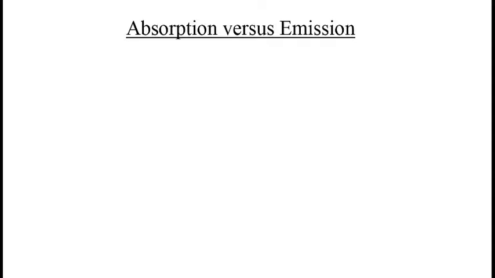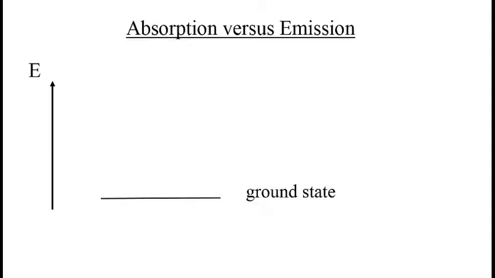Let's look at a graphical display of this idea and introduce some of the language associated with absorption and emission. We can make a one-dimensional plot of energy on the y-axis. The state that atoms normally reside in is called the ground state. This is the lowest energy level on our plot, consistent with the idea that systems in nature seek the lowest energy they can find.